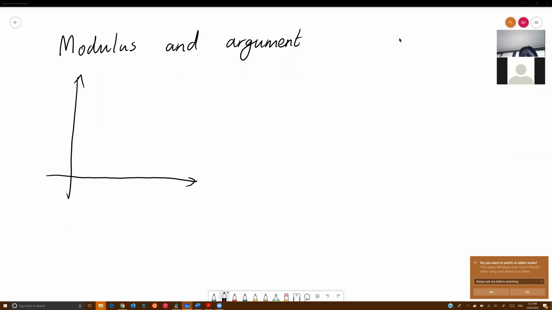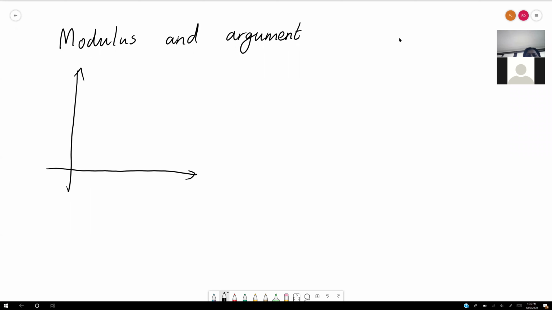Okay, so today we're looking at the modulus and argument of a complex number. The other day we talked about complex numbers, so the real part might be x and the imaginary part is iy. So you have your complex number here, which is x plus iy. Now, let's say I were to draw a line joining from the origin to this complex number.